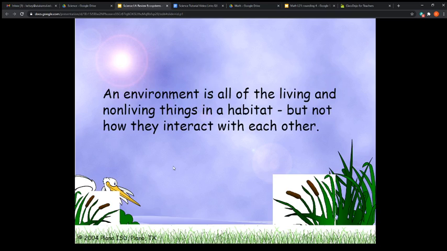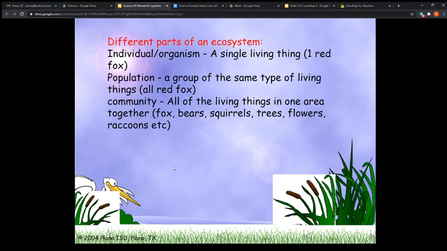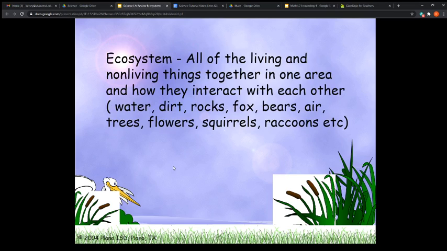An environment is all of the living and non-living things in a habitat, but not how they interact with each other. Different parts of an ecosystem include the individual, the population, the community. Again, the ecosystem is all of the living and non-living things together and how they interact with each other.